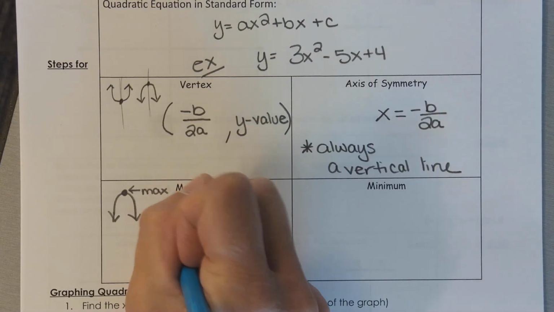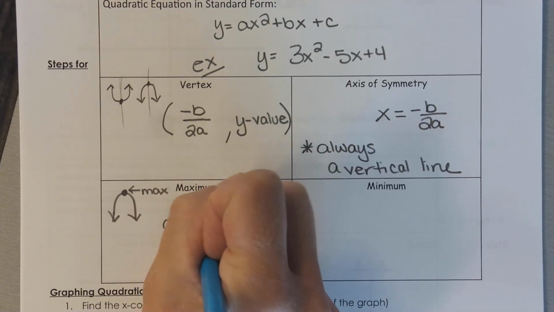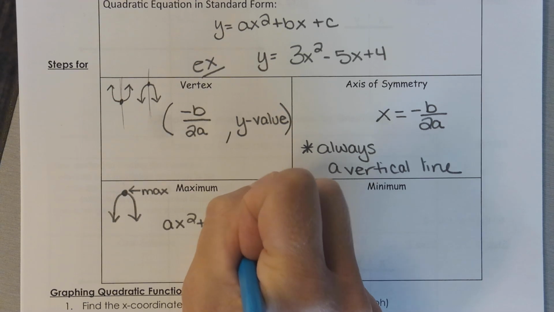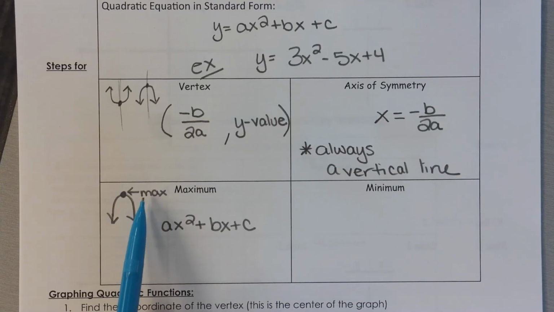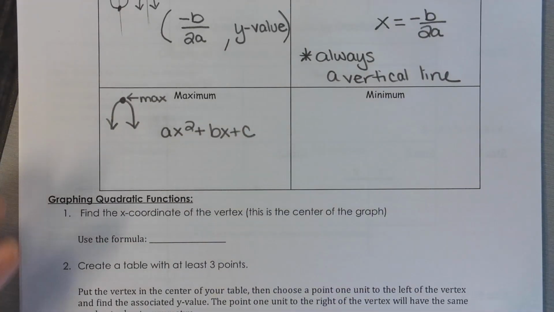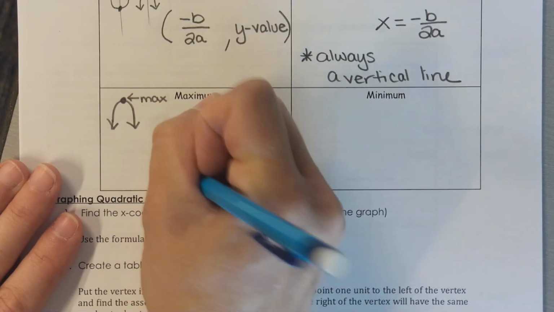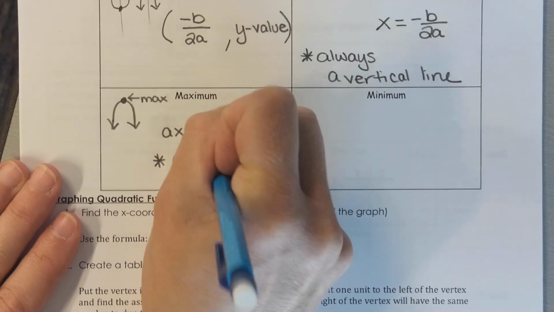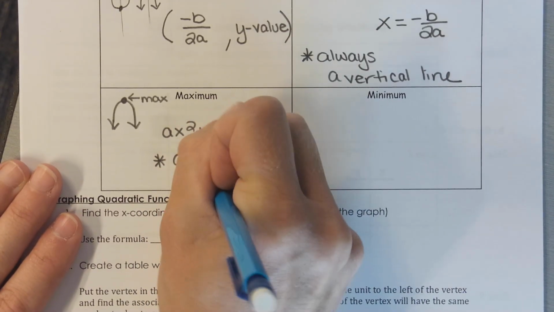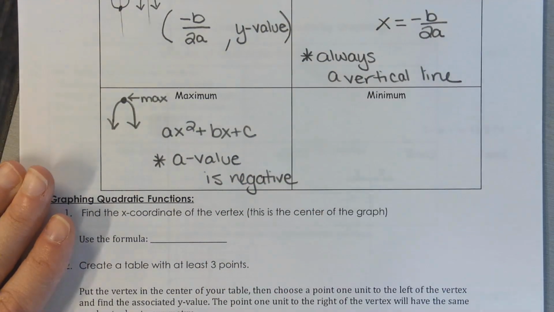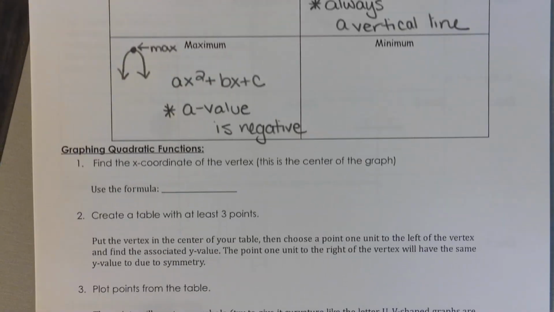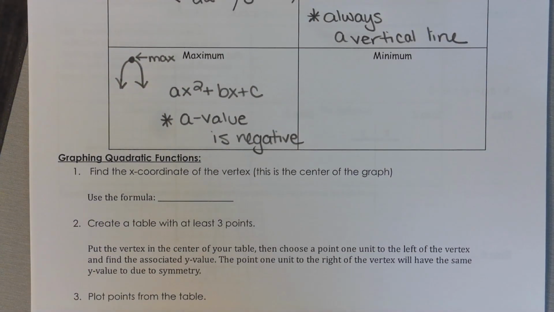Remember that our equation is ax squared plus bx plus c. That's our general equation. If your graph opens down and you have a maximum, your a value is negative in this situation. So a negative a value is when your graph opens down like a frown.